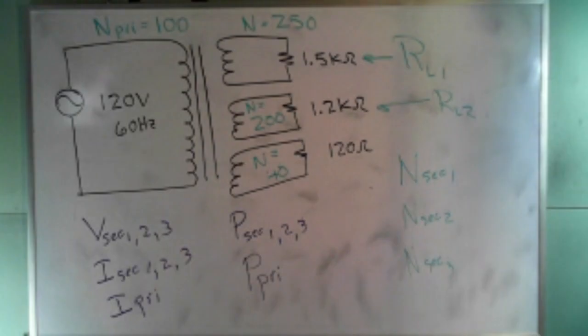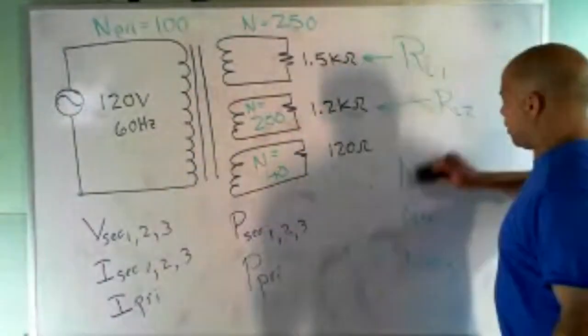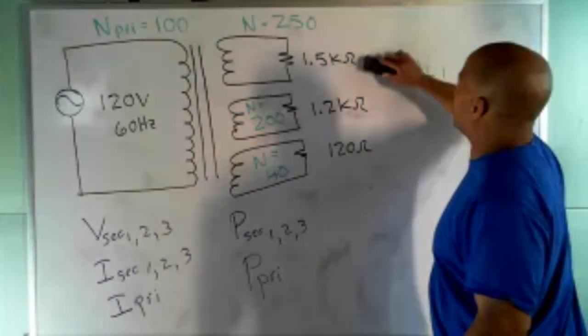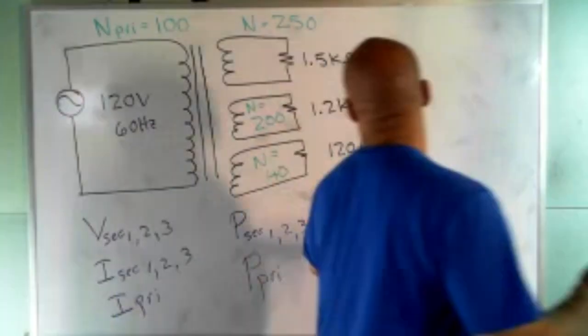Okay, you guys ready? What'd you get for answers? Tell me how to solve it. What did we do? We kind of already walked through it a little bit. The first thing that I did was find the turns ratio for each of the three combinations. Okay, that sounds like a good plan.